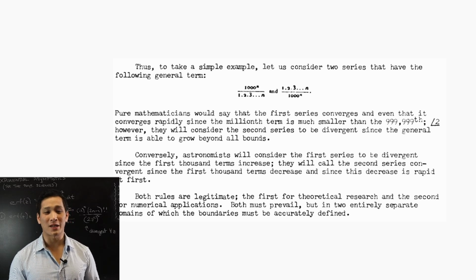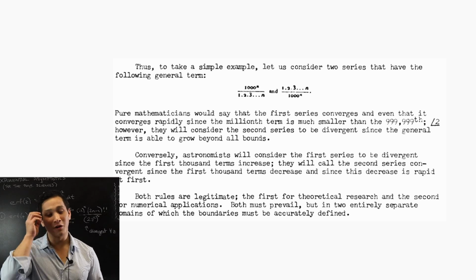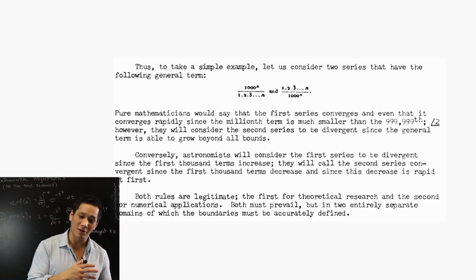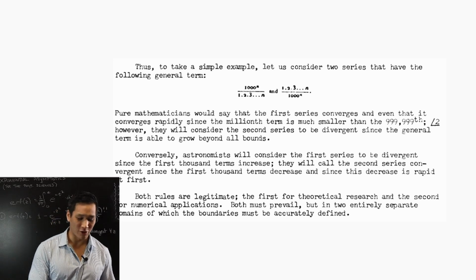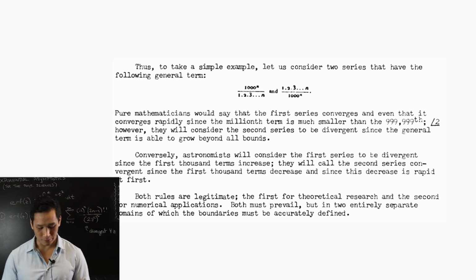They would call the second series convergent, since the first 1,000 terms decrease, and since this decrease is rapid at first. Both rules are legitimate, the first for theoretical research and the second for numerical applications. Both must prevail, but in the two entirely separate domains of which the boundaries must be accurately defined. So I think this is very interesting, and you contrast this with the perspective of Niels Abel: divergent series are the invention of the devil.